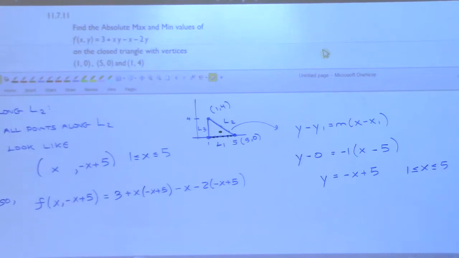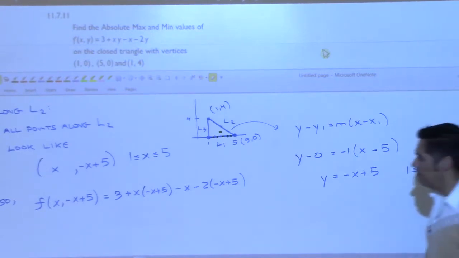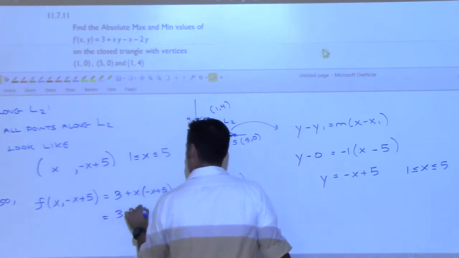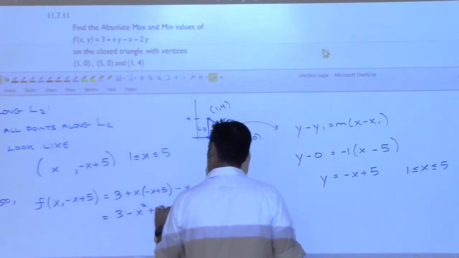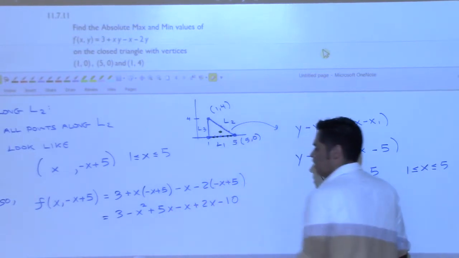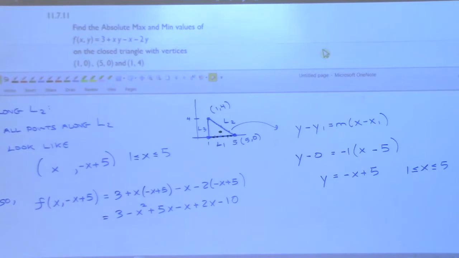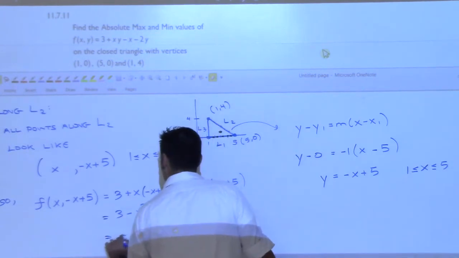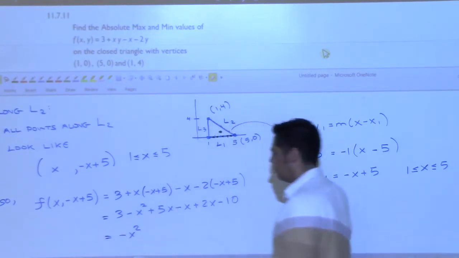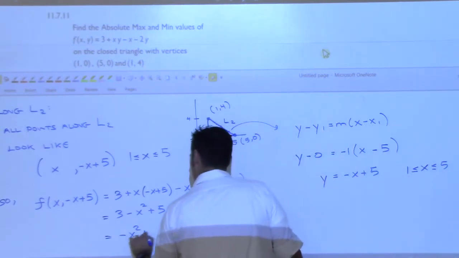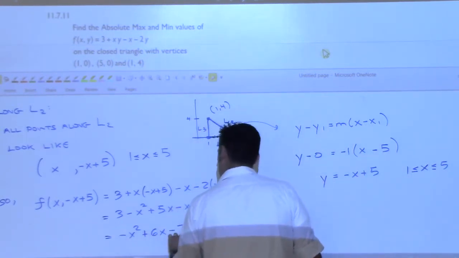Okay, so let's clean this up. What does this become? 3 minus x squared plus 5x minus x plus 2x minus 10. Let's collect like terms, and let's put it in descending order. So negative x squared plus 6x minus 7.